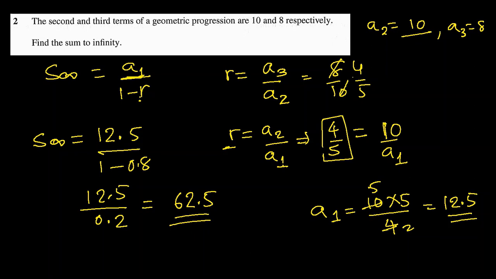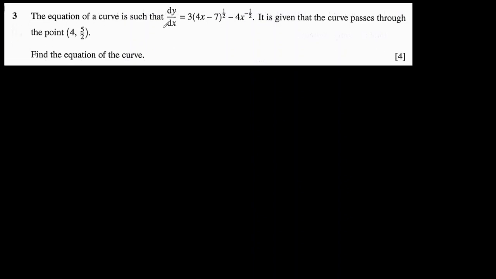Okay, what's in question number 3? The equation of the curve is such that the differentiation of that curve is equal to this. It is given that the curve passes through this point. That means when x is 4, y is 5 over 2. Find the equation of the curve.